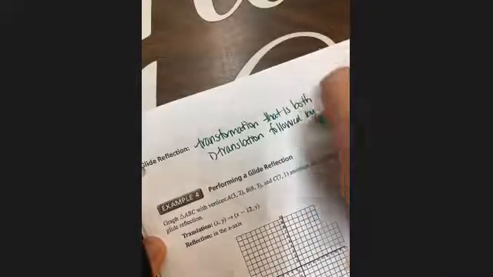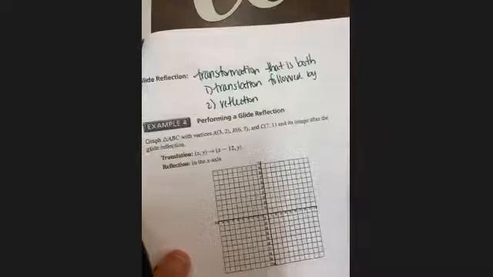Okay, a glide reflection is what we're going to do next. So a glide reflection is kind of what it sounds like. It's a transformation that is both 1, a translation, and 2, a reflection. Okay, so first you translate, then you reflect. It has to go in that order for it to truly be a glide reflection.